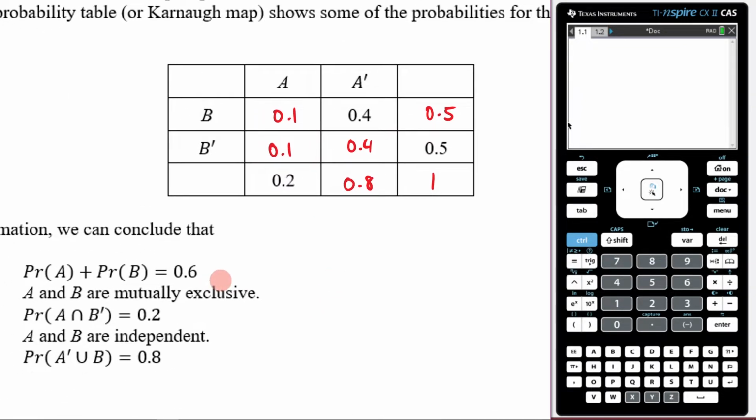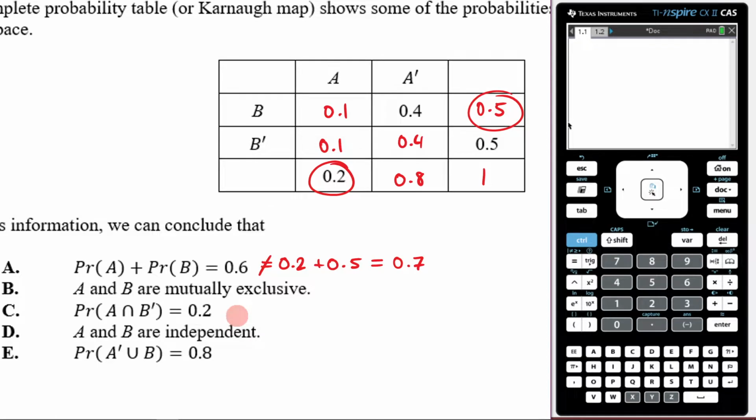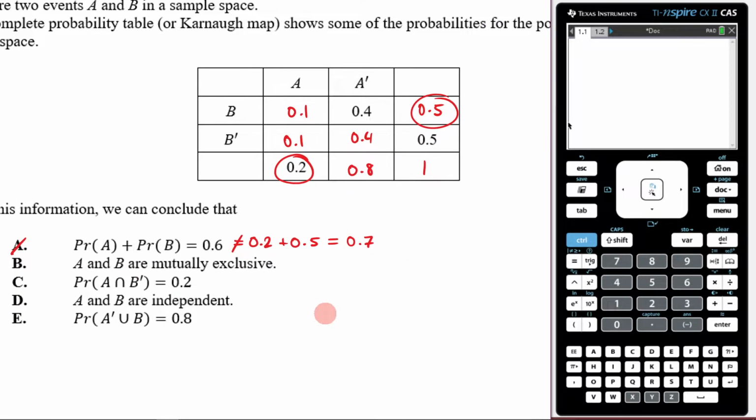Okay, the first one is saying the probability of A plus the probability of B is 0.6. Well, the probability of A is 0.2, and the probability of B is 0.5, and that's going to equal 0.7. So they are not equal to each other. That is incorrect.